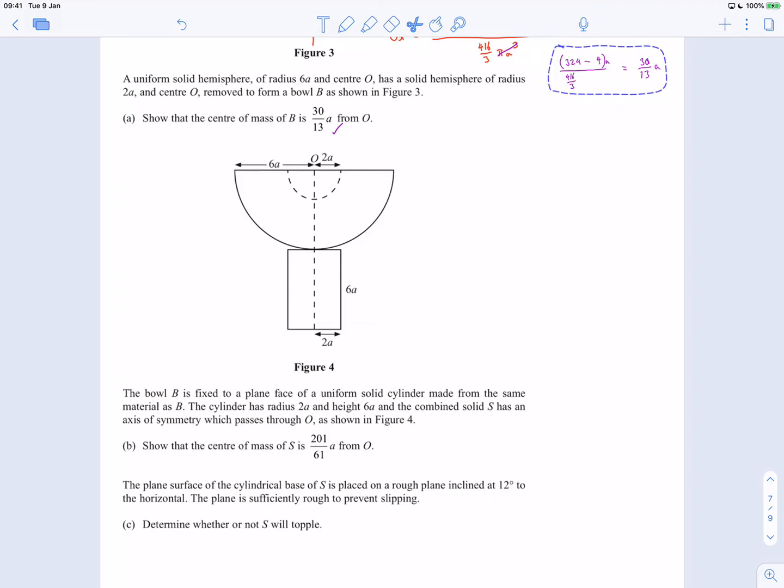Okay, well, first of all, if this is a solid cylinder made from the same material, that means their densities are the same, so we can just plug them straight in. So this centre of mass here is clearly going to be 3a from the bottom, like so. So from O, let's think about it.